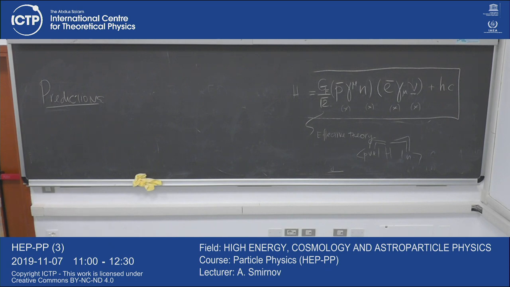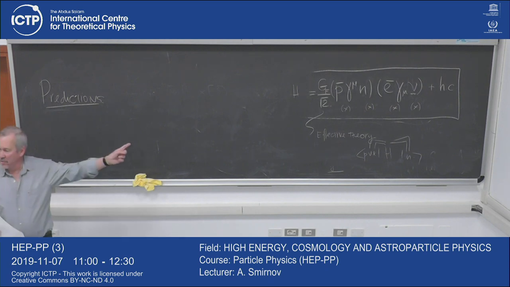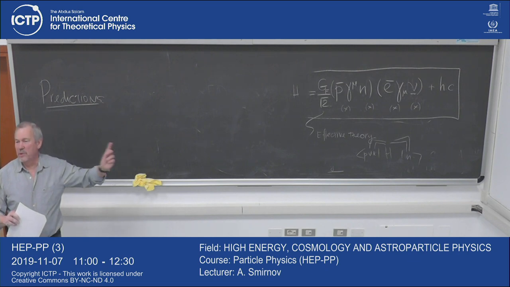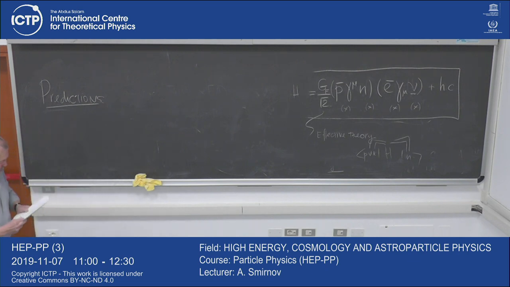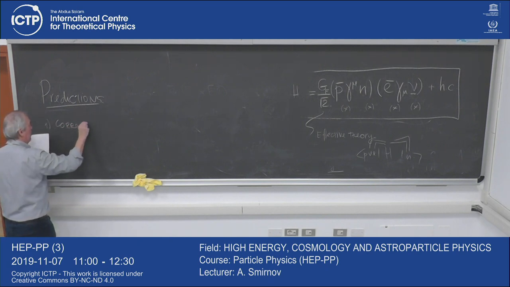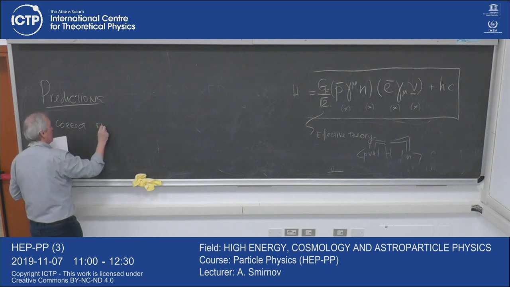of the process. Of course, the rate you cannot predict unless you know G Fermi. So G Fermi was extracted from measurements of the rate. However, angular distribution or energy distribution is a prediction of the theory. And so the prediction was in good agreement with observations. So it gives the correct energy distribution.